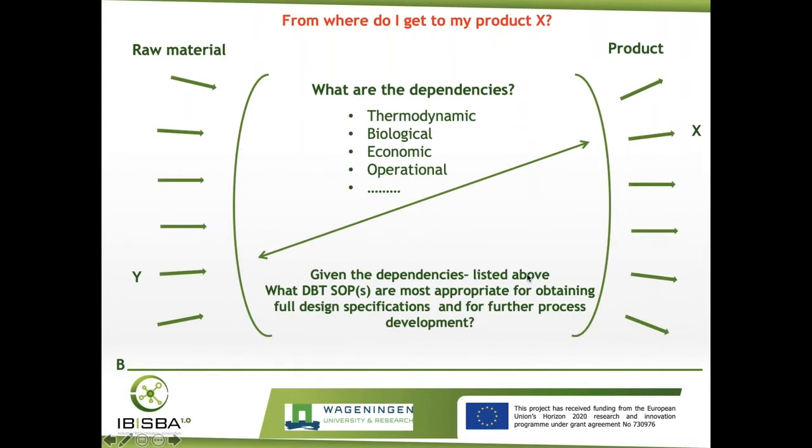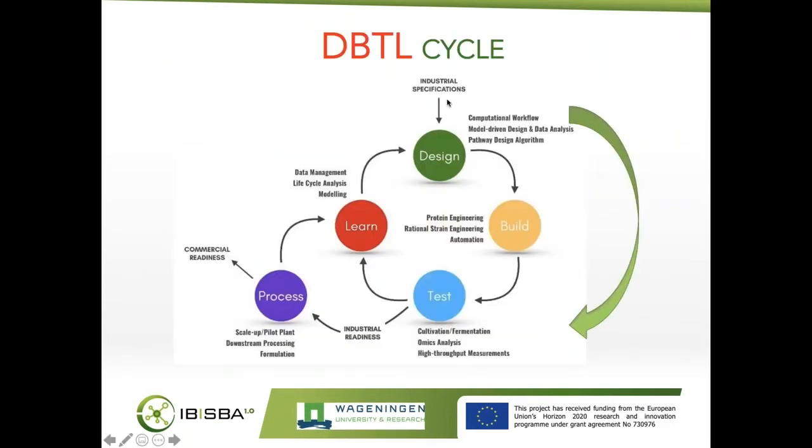And given these dependencies, what are the DBTL procedures and standards that have to be developed and applied to have specifications that allow us process development? This is a normal question in bioprocess engineering. Now, to remind you of the DBTL cycle, one has industrial specifications, one uses computational workflows, model-driven designs, and data analysis to design our process. That is what Dr. Nogales just showed. And from there, we want to build this, with protein engineering, rational strain engineering, automation, and test. And it goes through the process until we get to our product.